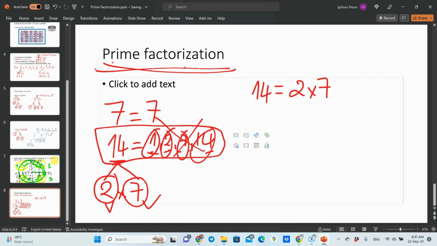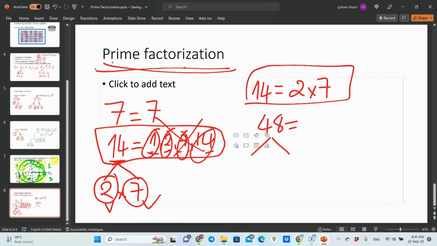How about 48? Can we write its prime factorization? 12 times 4 are factors of 48, but writing prime factorization is not like this. 12 and 4 are not prime numbers yet, so we need to break them down.